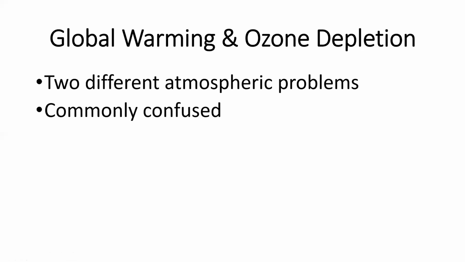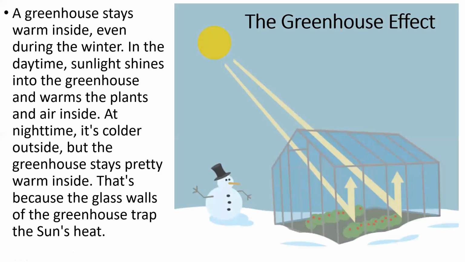All right, so the next two human impacts we're going to talk about are really often confused by people because they both have to do with the atmosphere. However, it's two separate problems with two different causes and two different outcomes and issues from these problems. So please don't confuse them. Global warming and ozone depletion. So first we're going to talk about global warming. To understand global warming, you have to understand a concept called the greenhouse effect.